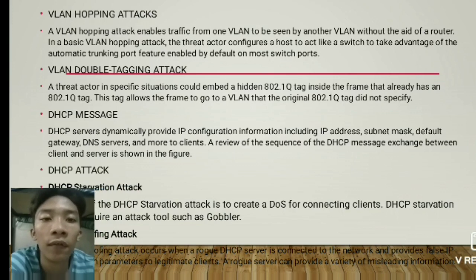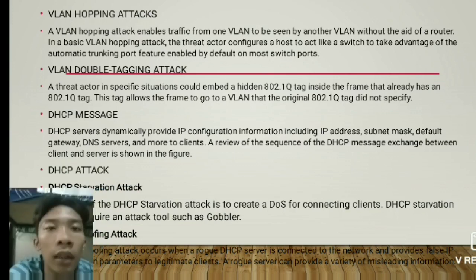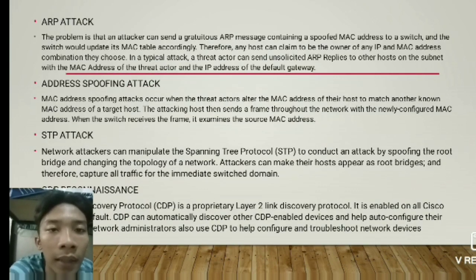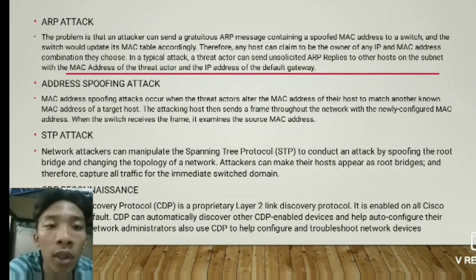Next is the VLAN hopping attacks: the VLAN double tagging attack. DHCP messages. DHCP attack, DHCP starvation. These are the types of VLAN hopping attacks. ARP attack is another component of the network attacks today. Also the address spoofing attack and STP attack.